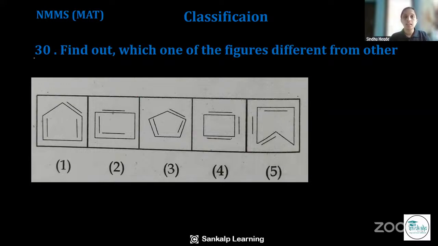Let us see question number 30 of the concept classification non-verbal. Find out which one of the figures is different from the others. So here totally 5 figures are given. We have to find out the different figure from the rest of the figures. Look at all these images. All the images show different shapes. That shape is formed with a different number of straight lines.